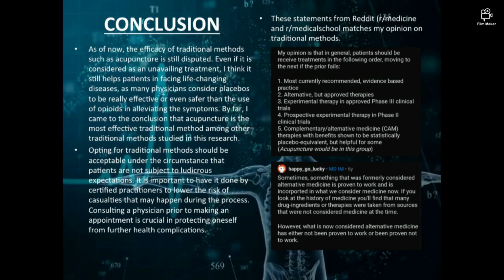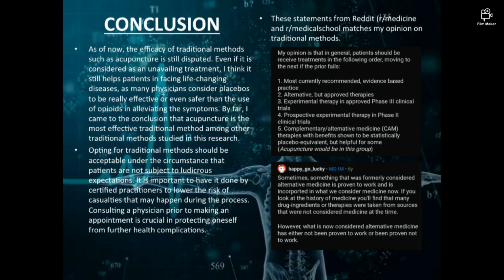By far, I came to the conclusion that acupuncture is the most effective traditional method among other traditional methods studied in this research. These comments from the subreddit r/medicine and r/medicalschool match my opinion on traditional methods.